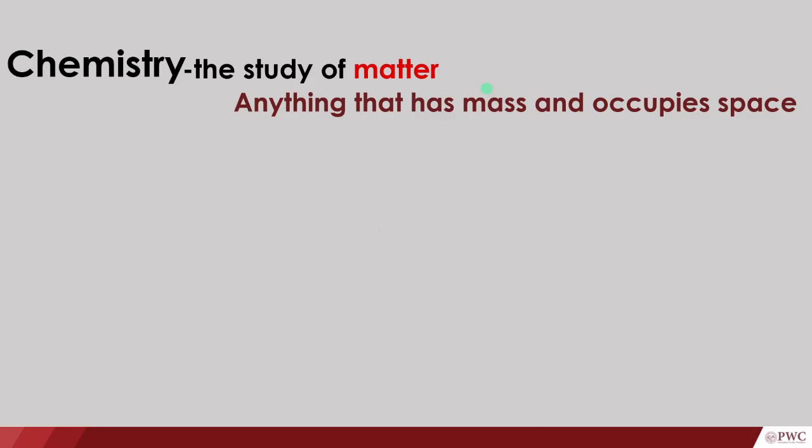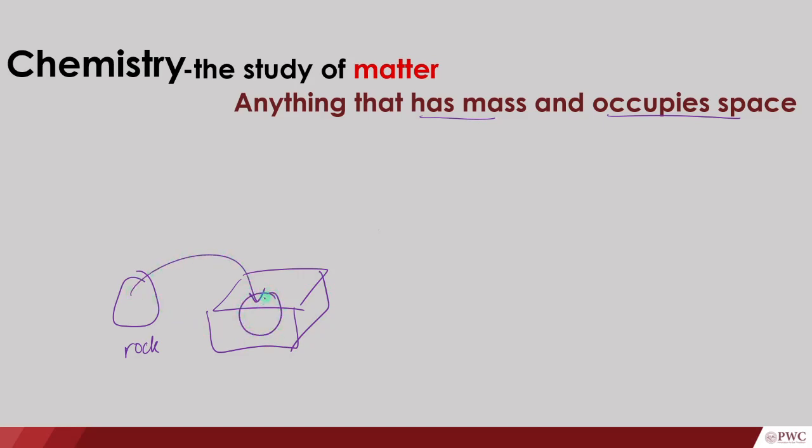Now, what are the things that have mass and occupy space? Let us consider this rock. Of course, rocks are heavy, so they obviously have mass, and rocks occupy space. So if you put this rock in a basket, for example, this rock will obviously occupy space inside the basket. So this rock is obviously a form of matter. Again, matter must, first, have mass, and second, it must occupy space.